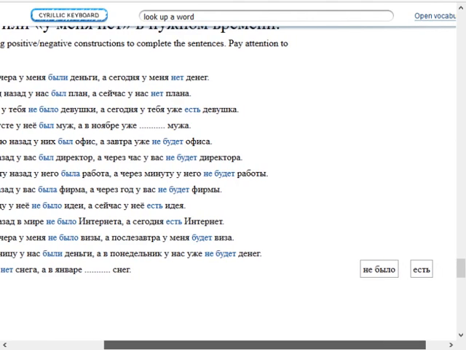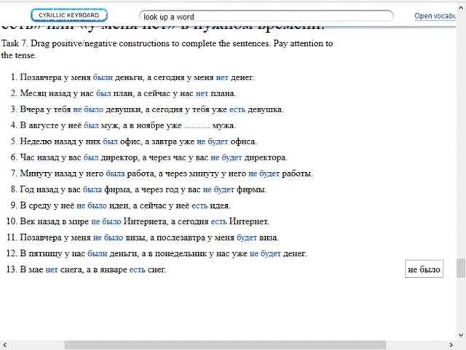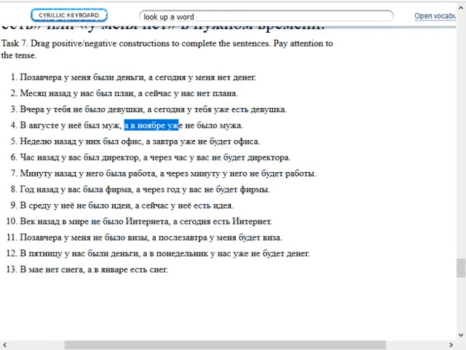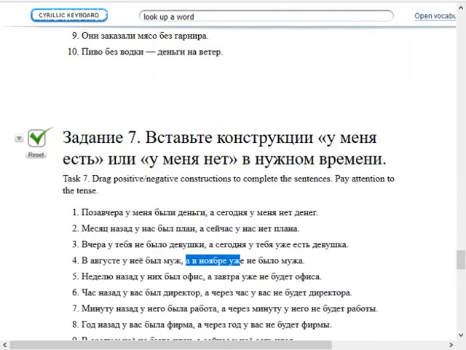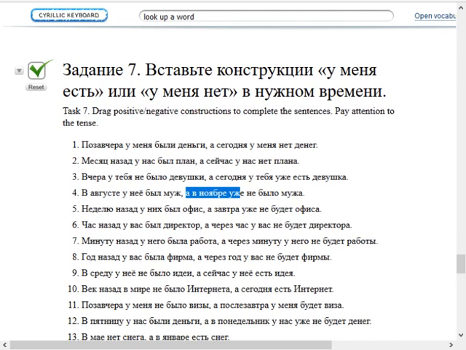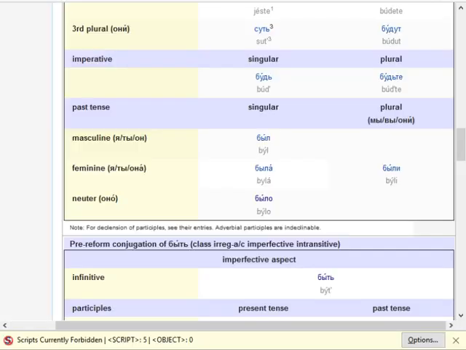"А в январе есть снег." That's easy. What I got wrong is up here, when it's talking about the woman and her husband. In August, she had a husband. "А в ноябре уже не было." Not that she doesn't have a husband, but will not have a husband. Or no, wait, that's still past. Hold on, what's the deal here?